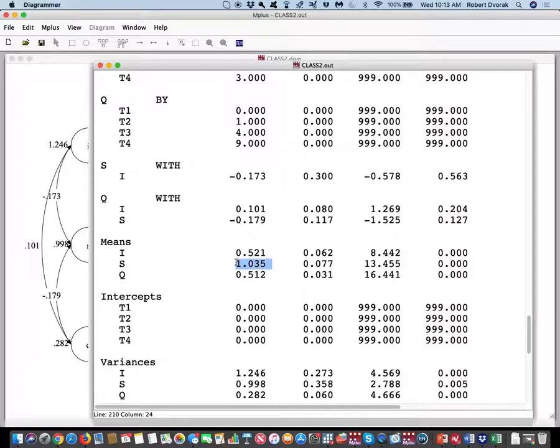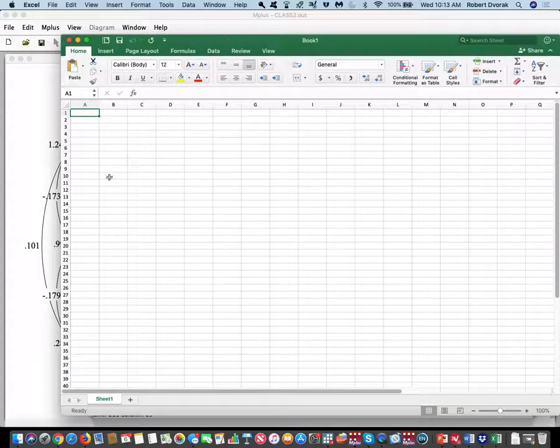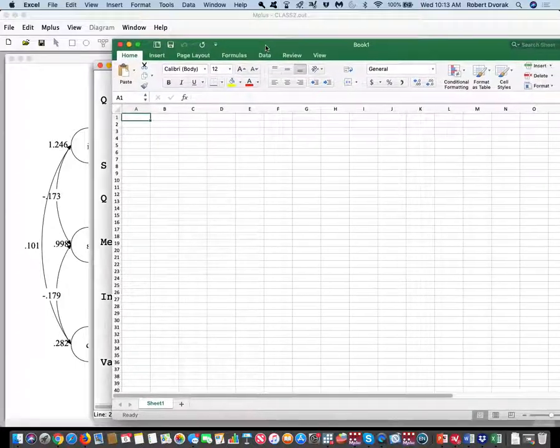And what does our slope tell us? That across time, we see an average increase of 1.035. And what does this tell us? Yeah. So that means that across time, what does a positive quadratic effect tell us? You know what? Let's do one better. Let's open an Excel folder. And let's build a graph for this.